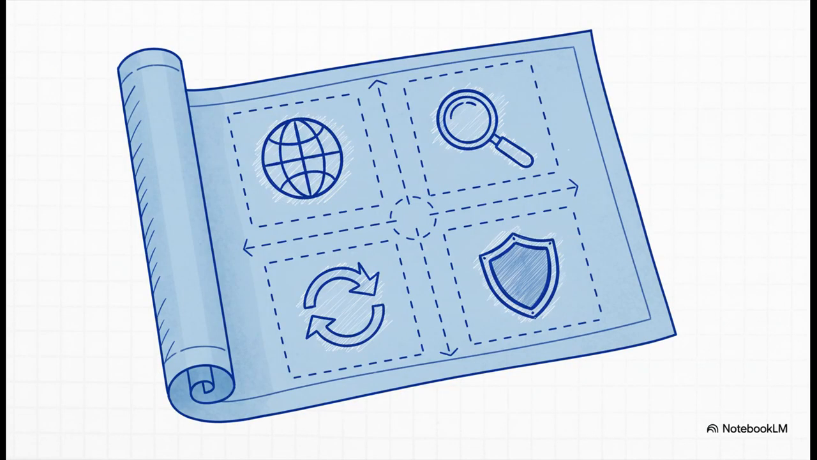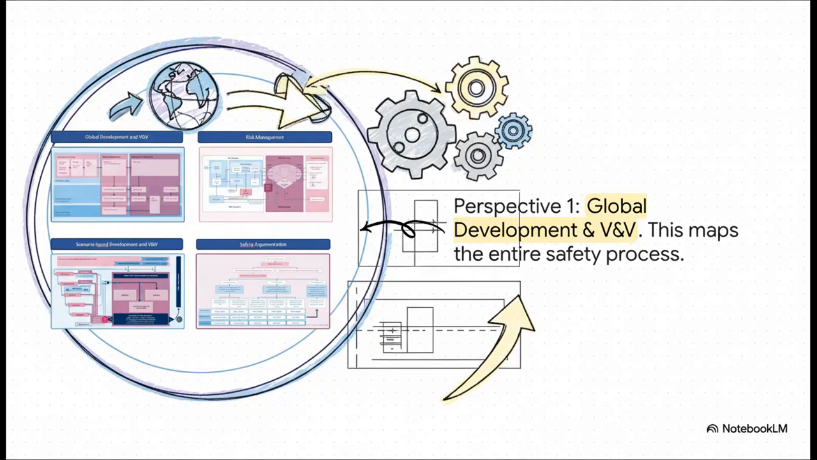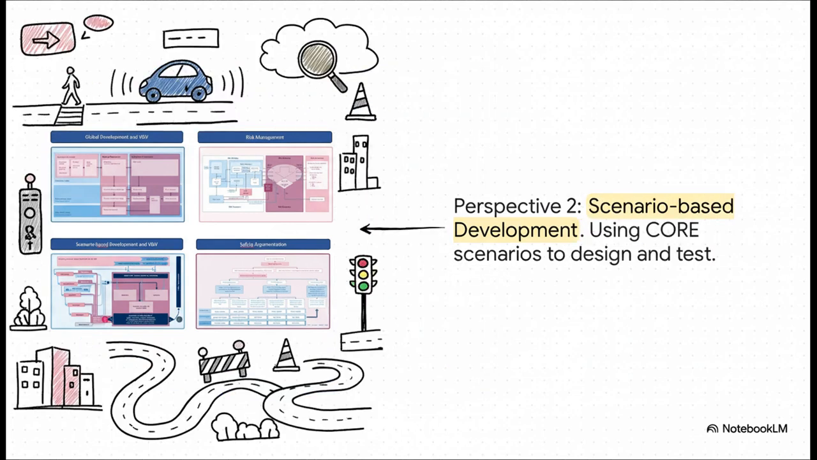This creates a whole blueprint for safety, built on 4 interconnected perspectives. Let's break it down. Perspective 1 is global development and V&V. This is the master plan, from big safety goals to the actual car. Second, we have scenario-based development. Here's where those core scenarios are used to really test the system.